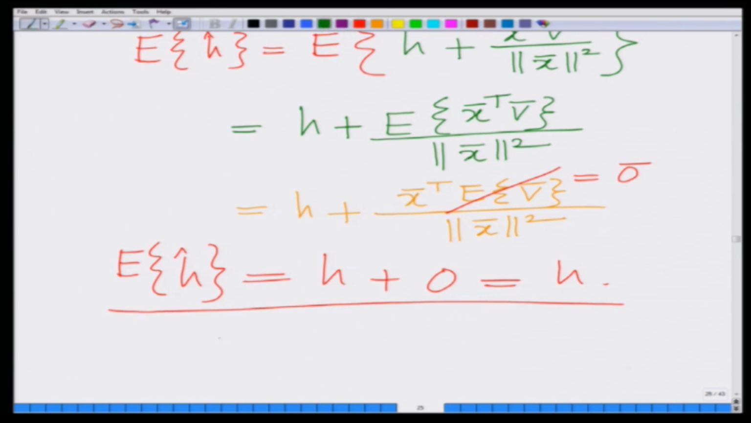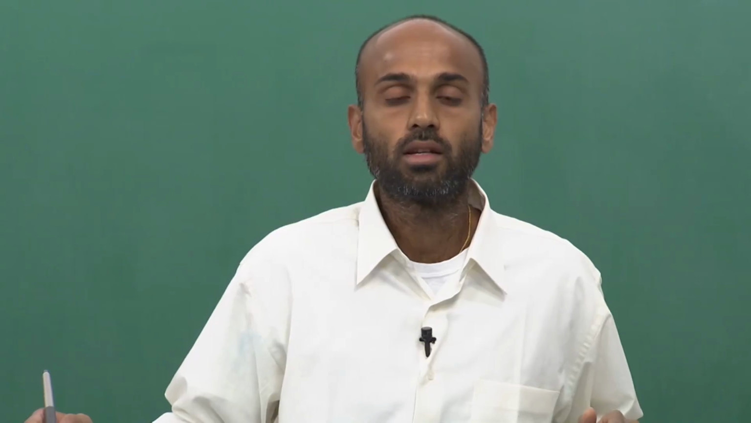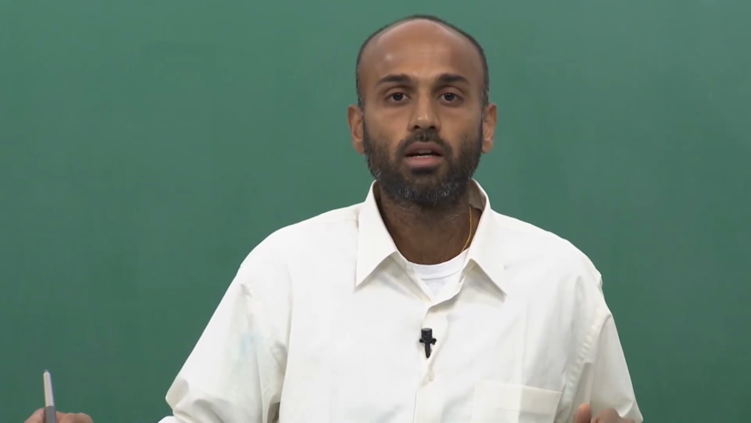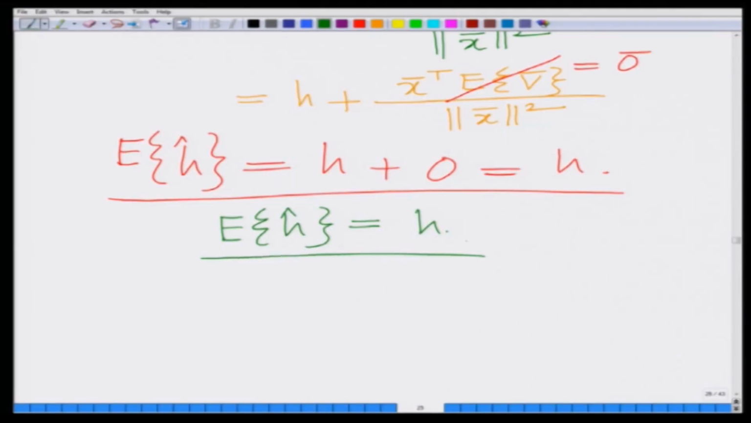So, summarizing, what we have is something that we have seen already in the context of your sensor network, where expected value of the estimate of the parameter is the parameter itself, that is expected value of h hat is equal to h, and therefore, such an estimator is known as an unbiased estimator. So, this maximum likelihood estimate of the channel coefficient is an unbiased estimator.